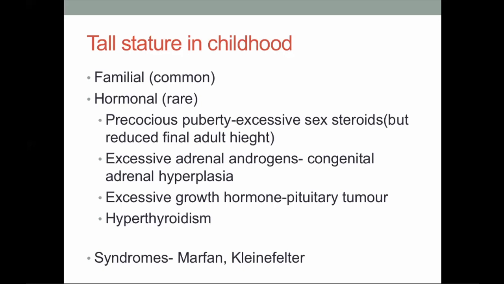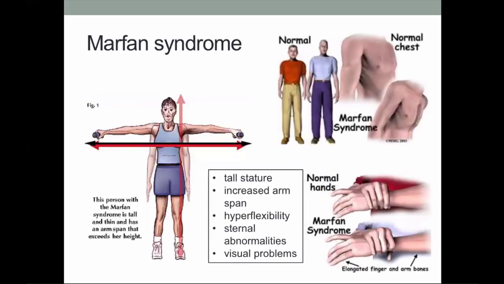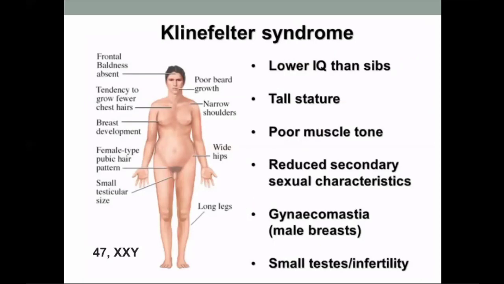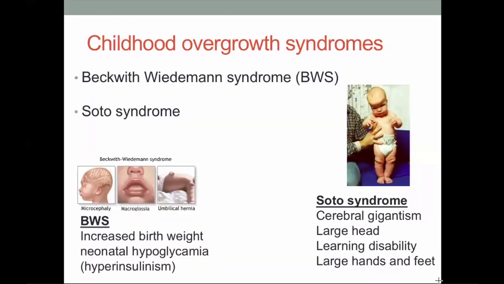And then you may have already heard about syndromes like Marfan syndrome and Klinefelter syndrome, where you are tall, right? So that's a little bit too much, but just remember these causes. So these are just what I have. The remainder is slides of syndromes. So Marfan syndrome, what are the features, Klinefelter, just to recap what you may have already learned in genetics.